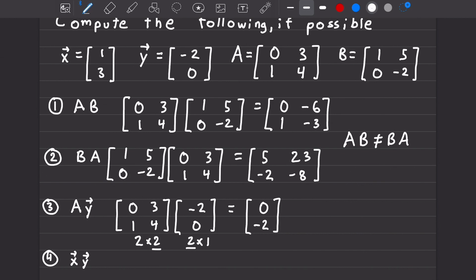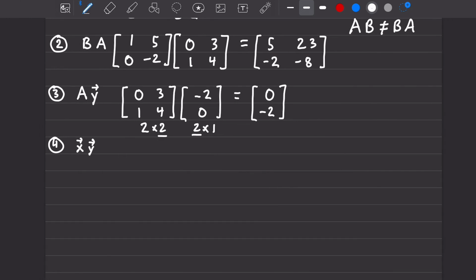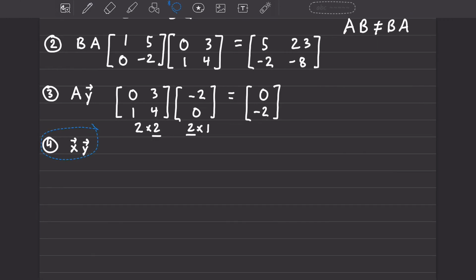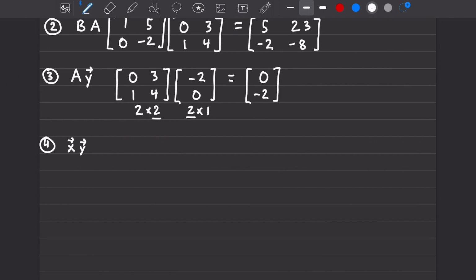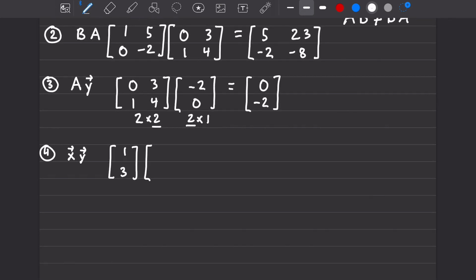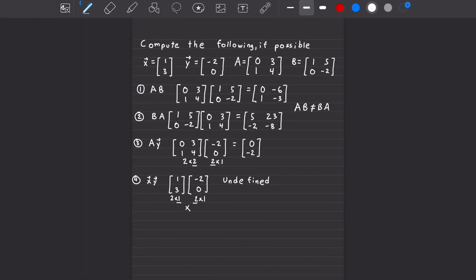Nice. Okay. Finally, we're going to be considering xy. So x is going to be 1, 3. And then y is -2, 0. And so this is 2 by 1, and so is this one. And so these two don't match, and this is going to be undefined. So we can never really multiply vectors. We can do dot products and stuff like that, but we can't multiply them in the traditional sense.